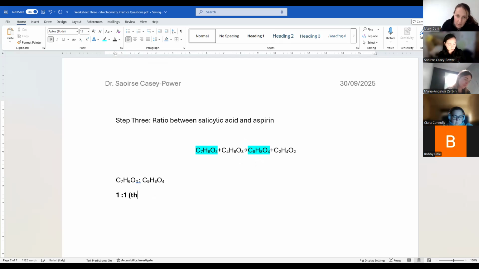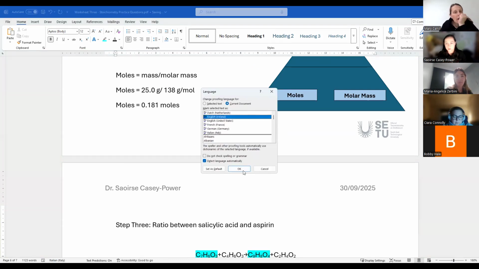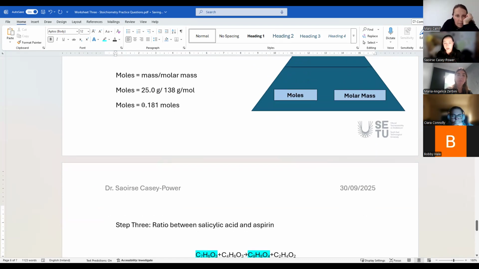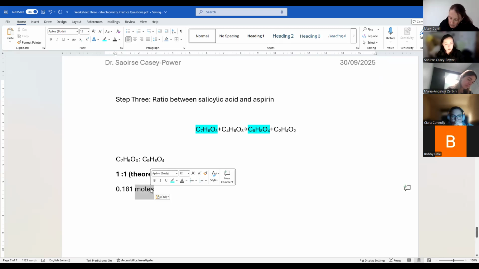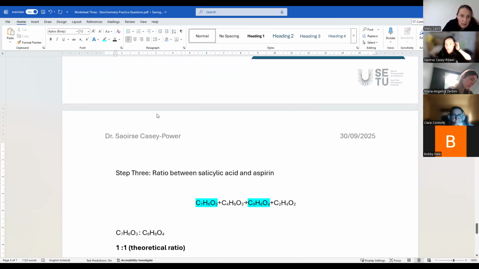And we'll call this our theoretical ratio. Okay, so if I used exactly 1 mole of salicylic acid, it will form exactly 1 mole of our aspirin. Okay, when saying that though, I didn't use 1 mole. Okay, I used 0.181 moles of salicylic acid. Okay, so we worked that out. Salicylic acid, we've used 0.181 moles.